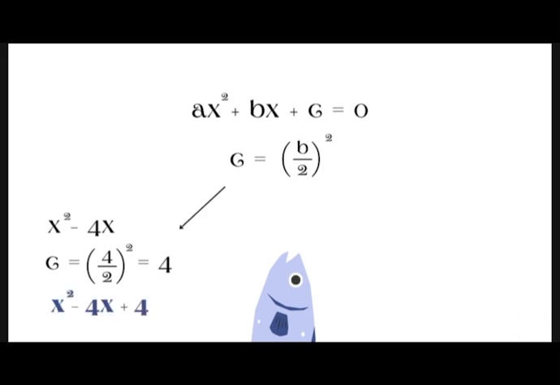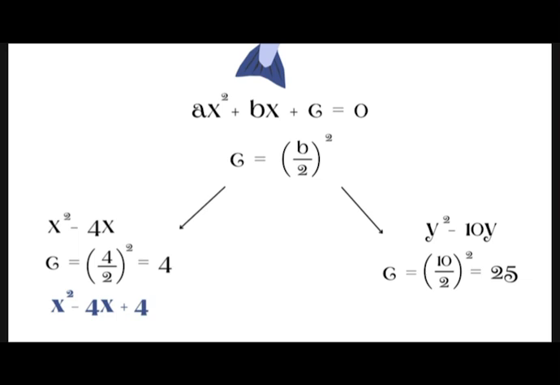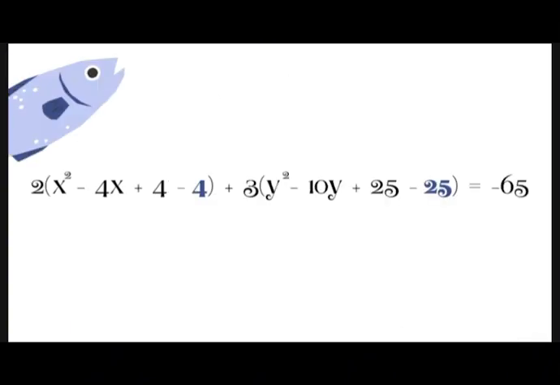minus 4x plus 4. And if we apply that to y squared minus 10y, our c value would be equal to 10 divided by 2 squared, which is 5 squared equals 25. So y squared minus 10y plus 25. When we finish completing the square, it's important to add negative 4 and negative 5 as shown, so that our equation makes sense, since in the beginning we didn't have plus 4 and plus 25.